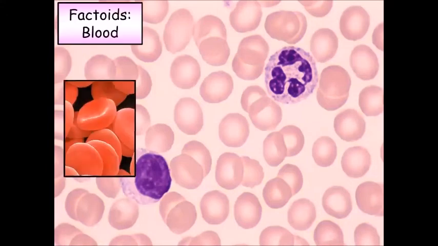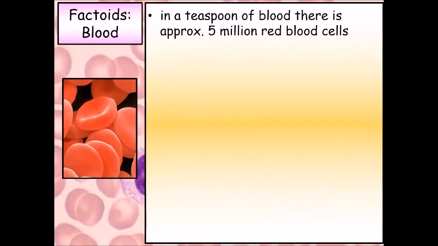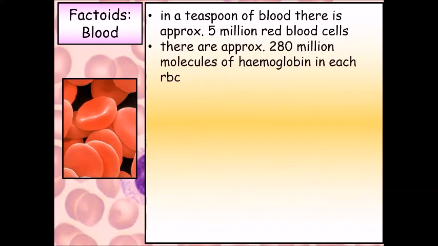And one of them you can do the maths for yourself. We've got approximately 5 million red blood cells in a teaspoon of blood. And each red blood cell has approximately 280 million molecules of hemoglobin in it. So you can do the maths if you want to, and you can also find out how much blood there is in the body and work that out from a teaspoon. So you can work out roughly how many red blood cells you've got.